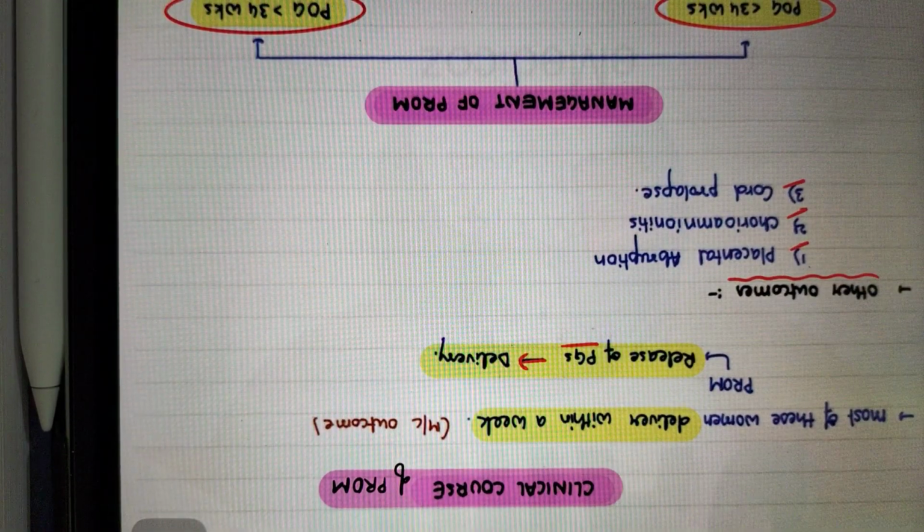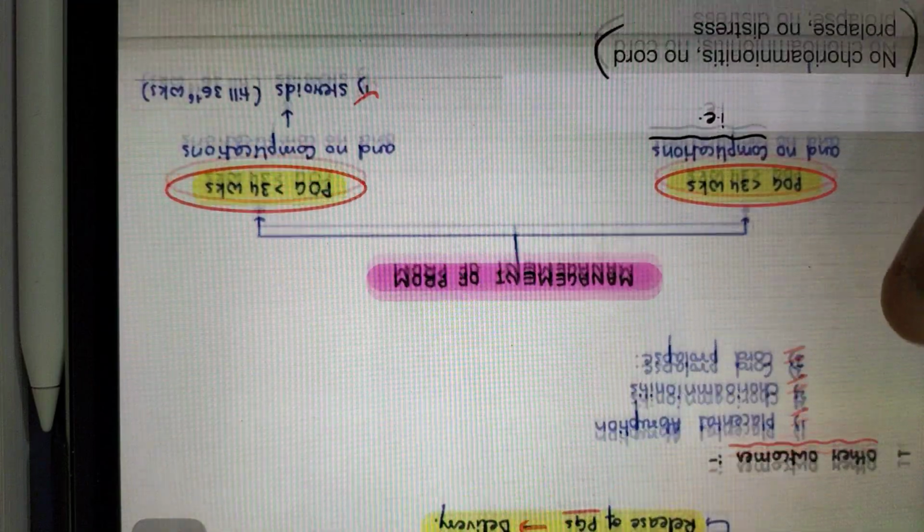Now the clinical course of PROM. Most of these women deliver within a week. This is the most common outcome because PROM leads to release of prostaglandins that initiates delivery. Other outcomes can be placental abruption, chorioamnionitis, or cord prolapse. Now the management of PROM.